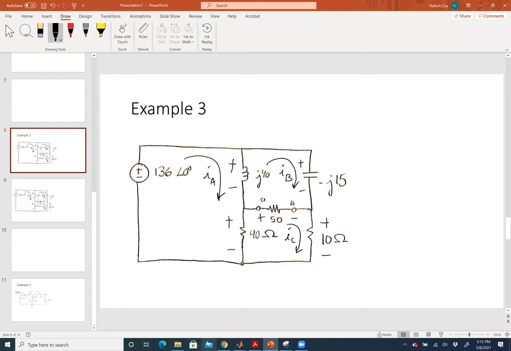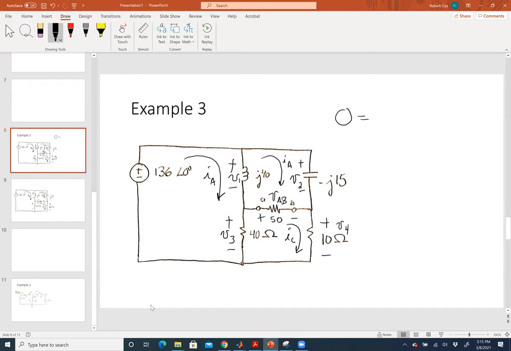So what should I do? What's my first step here? Write down my KVLs. Yeah. I didn't give these voltages names, so I guess I'll give them names. I'll call this V1. I'll call this V2. Here's my IA. I'll call this V3. I'll call this voltage here V4. And then this guy over here will be VAB. And that's the guy I'm looking for.